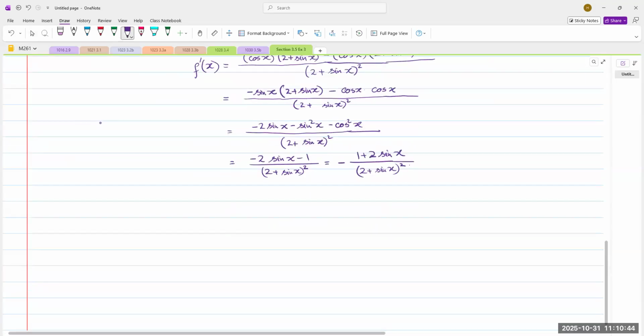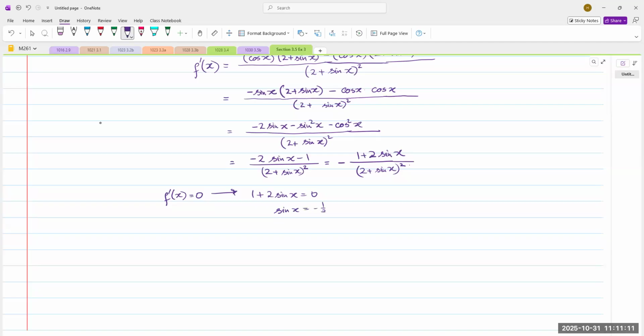Okay, now from here we find those important numbers. I usually call that critical numbers, in the sense that what are the numbers that make the numerator become 0 and the denominator become 0. Okay, f prime x equals 0 when the numerator is 0. Okay, so sine x is equal to negative 1/2. So x will be in quadrant 3, that's 7 pi over 6. And quadrant 4, that will be 11 pi over 6.